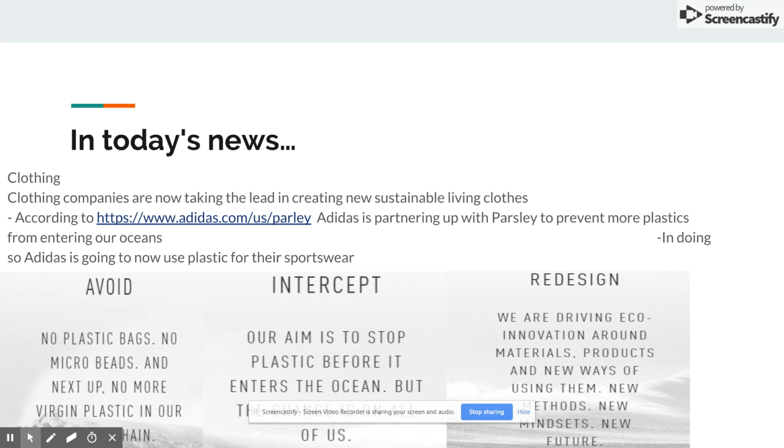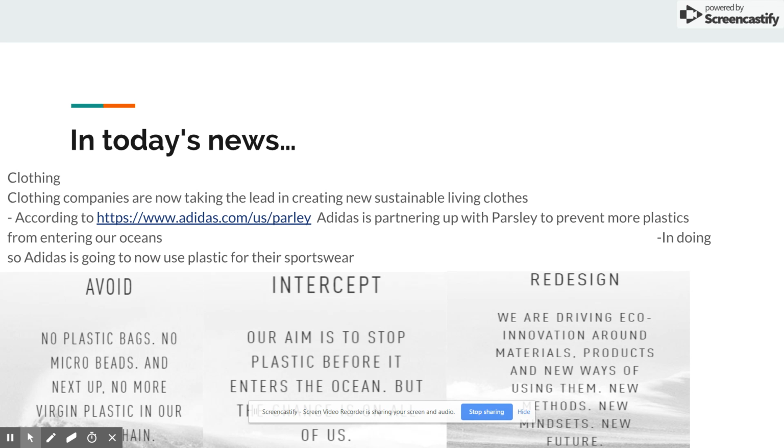that says avoid, which says no plastic bags, no microbeads, and next up, no more virgin plastic in our chain. And also intercept. Our aim is to stop plastic before it enters the ocean and so forth, as well as redesign. Now, this is basically their pledge to make a difference and not use plastics.